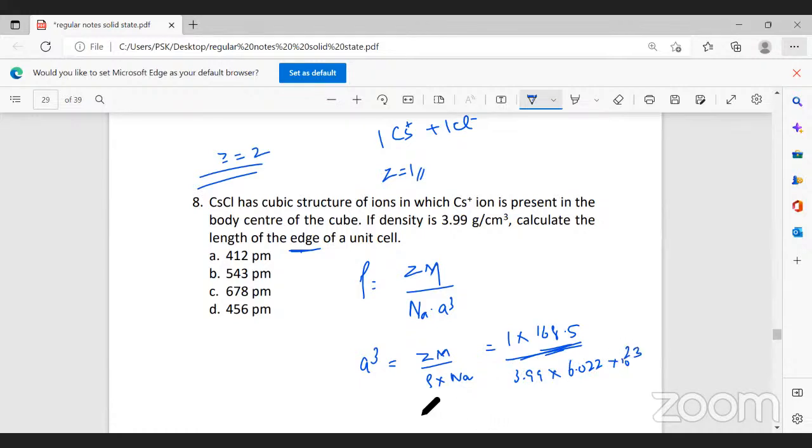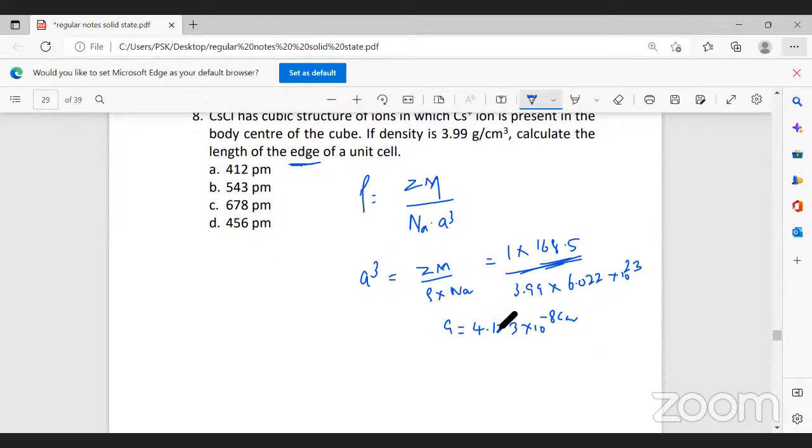So on simplification, you will get a to be 4.123 into 10 to the power minus 8 centimeter. But the answers are in picometers. How do I convert it into picometers? That will be equal to 412 into 10 to the power minus 12 meters. That will be equal to 412 picometers. The answer for this question is option A.